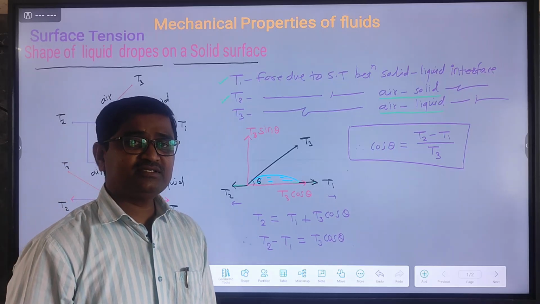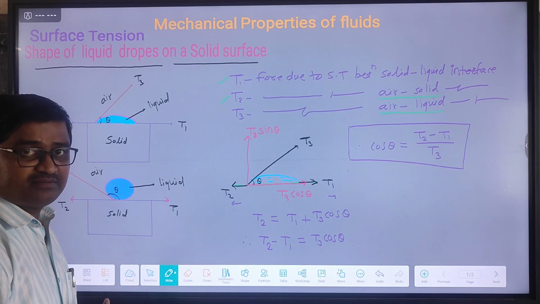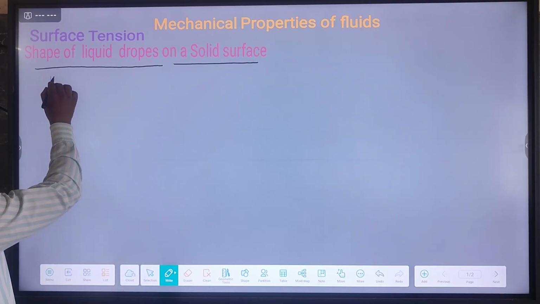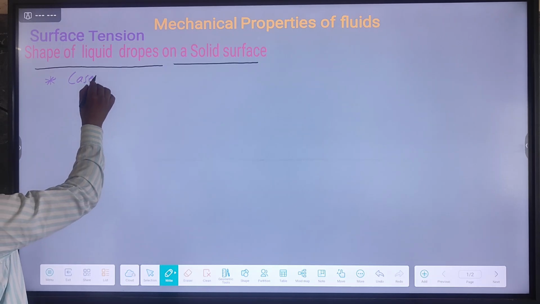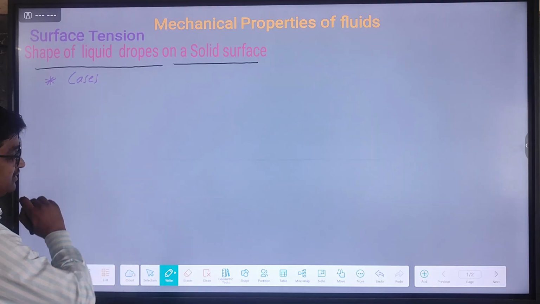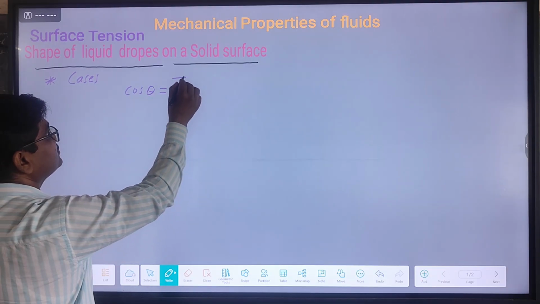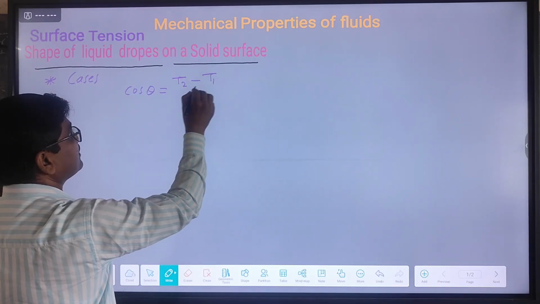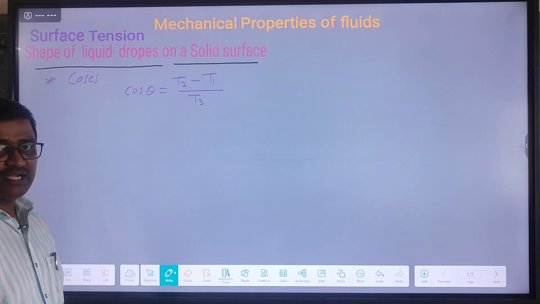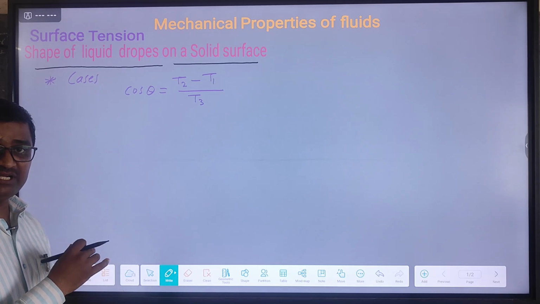So let's discuss the different cases about the angle of contact. The formula, which you should remember, is cos theta equals T2 minus T1 divided by T3. By using this we find the different cases, and you should remember all the diagrams, the direction of T1 and T2, and what is meant by T1, T2 and T3, all of that.